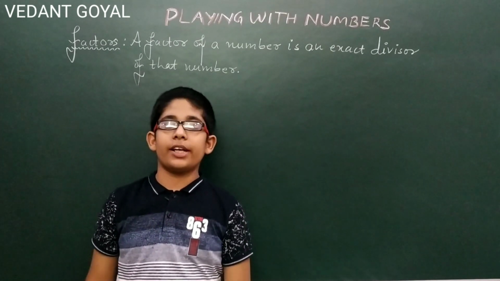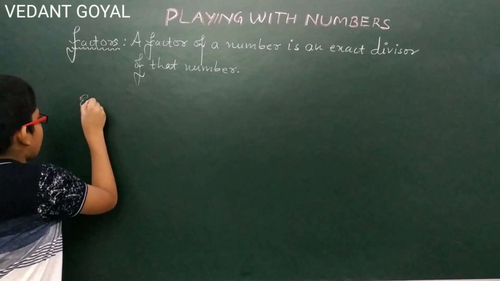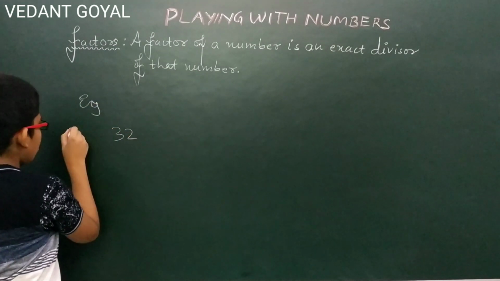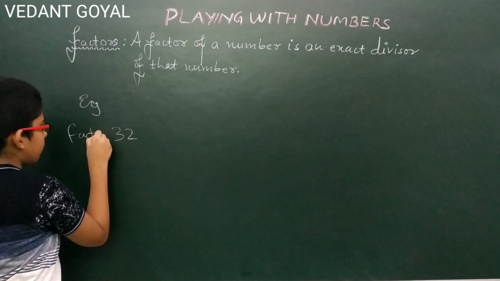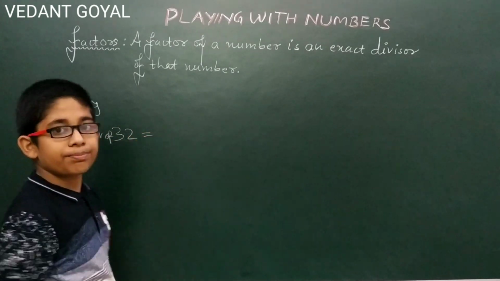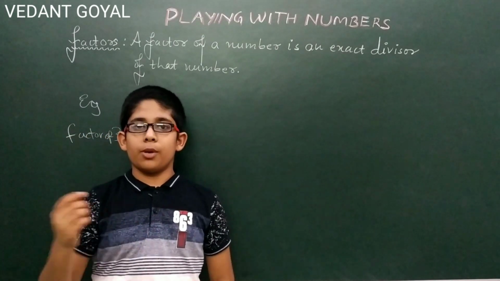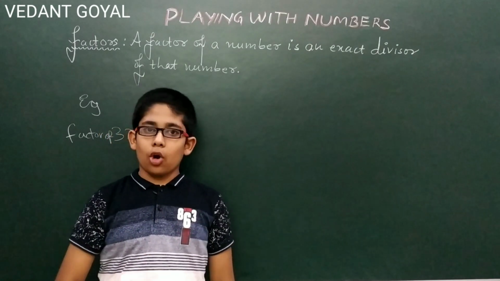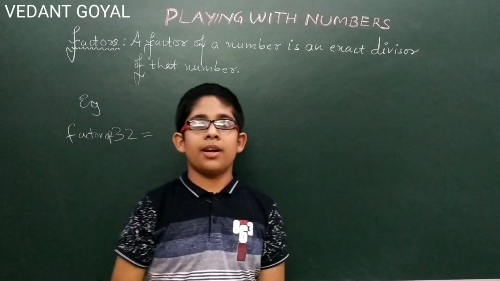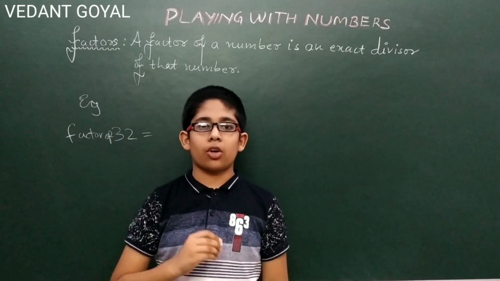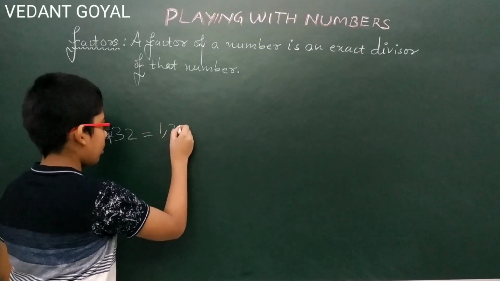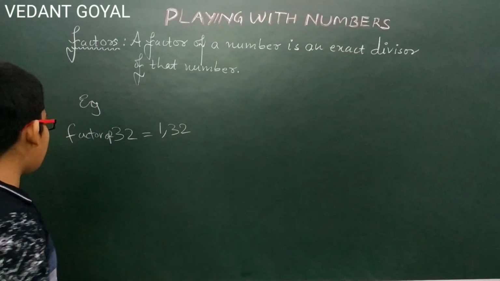Now let's take some more examples to find the factors. First, we will take 32. So, to find the factors of 32, we know that 1 and 32 will be factors of 32 because 1 is the factor of every number and the number itself is the factor of the number. So 1 and 32 are 2 factors of 32.